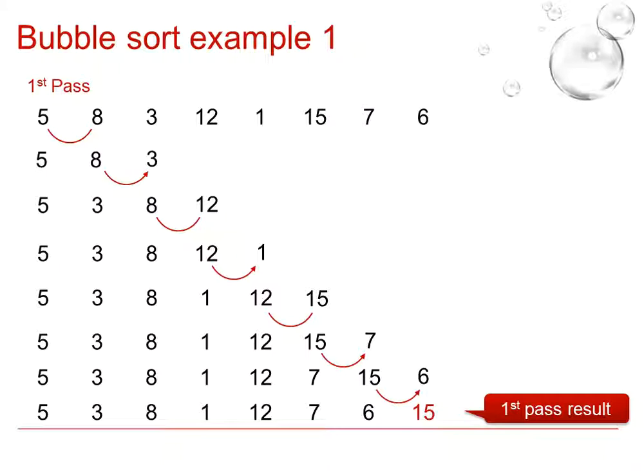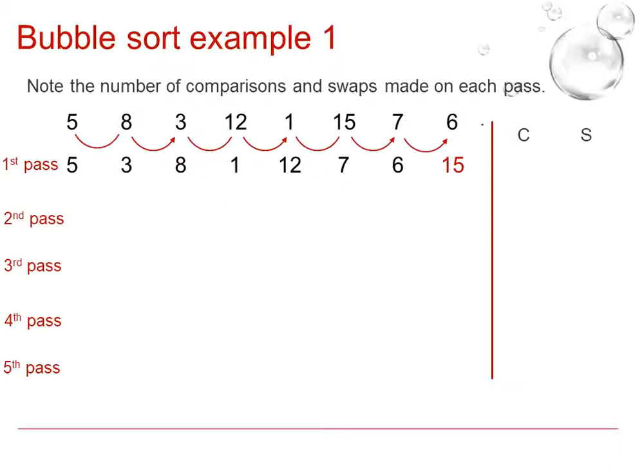And it's worth taking note here, we'll be looking at this in a bit more detail in a moment. The number of comparisons, how many comparisons did we make? We made 1, 2, 3, 4, 5, 6, 7 comparisons of numbers. And how many times did we swap two numbers? There was 1 swap, 2 swaps, 3 swaps, 4 swaps. So in that first pass we made 7 comparisons and 4 swaps. So that's the first pass completed. 7 comparisons and 4 swaps.